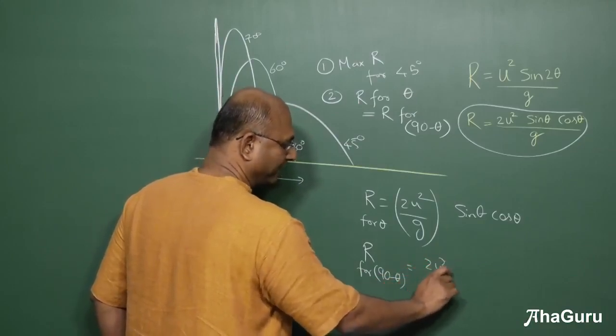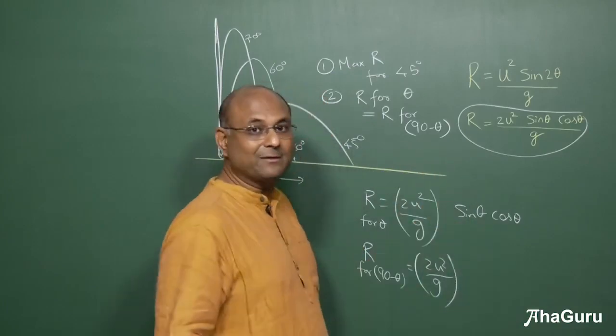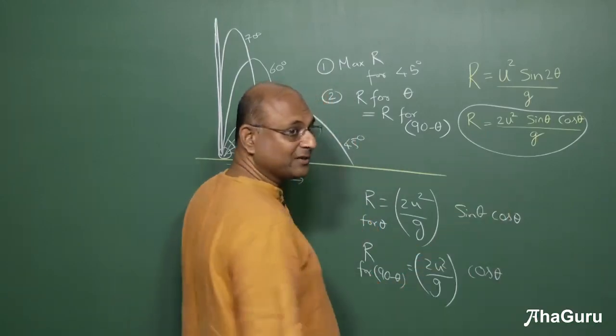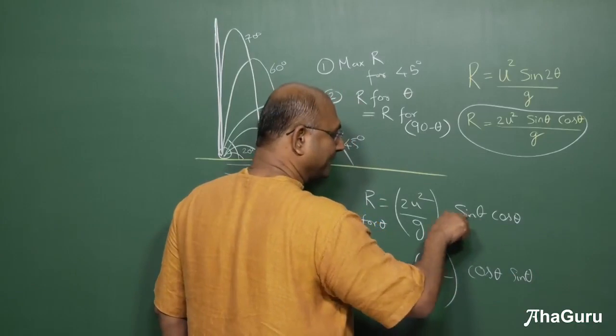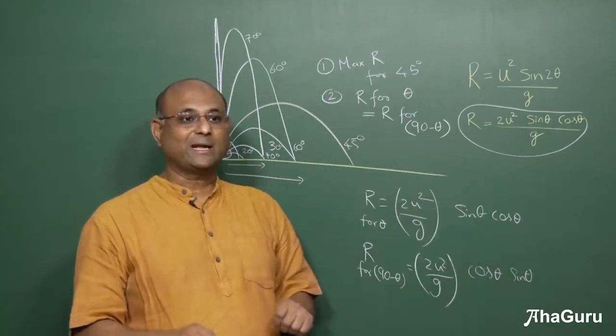It is 2u square by g into sine of 90 minus theta. What is sine of 90 minus theta? Cos theta. Into cos of 90 minus theta, which is sine theta. So sine theta has become that side and cos theta has become this side. That's it. So sine theta and cos theta have got exchanged.